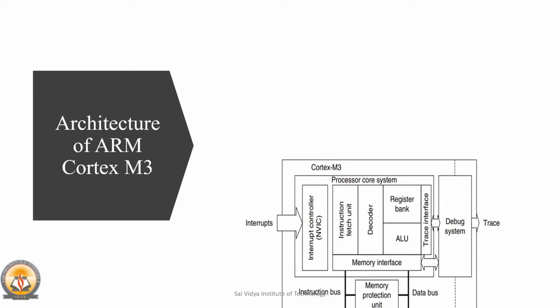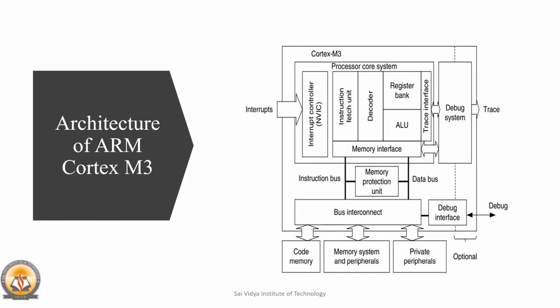So the Cortex-M3 is a 32-bit microprocessor. It has a 32-bit data path, a 32-bit register bank, and a 32-bit memory interface. The processor has a Harvard architecture, which means that it has a separate instruction bus and a separate data bus. This allows instruction and data access to take place at the same time, and as a result of this, the performance of the processor increases because data access does not affect the instruction pipeline.